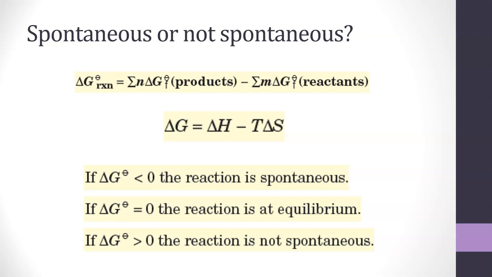If delta G is negative, i.e. it is less than 0, the reaction is spontaneous. If it is 0, the reaction is at equilibrium. And if it is greater than 0, the reaction is non-spontaneous. Okay, so delta G negative is a spontaneous reaction, delta G 0 is a reaction at equilibrium, and delta G greater than 0 is a non-spontaneous reaction.